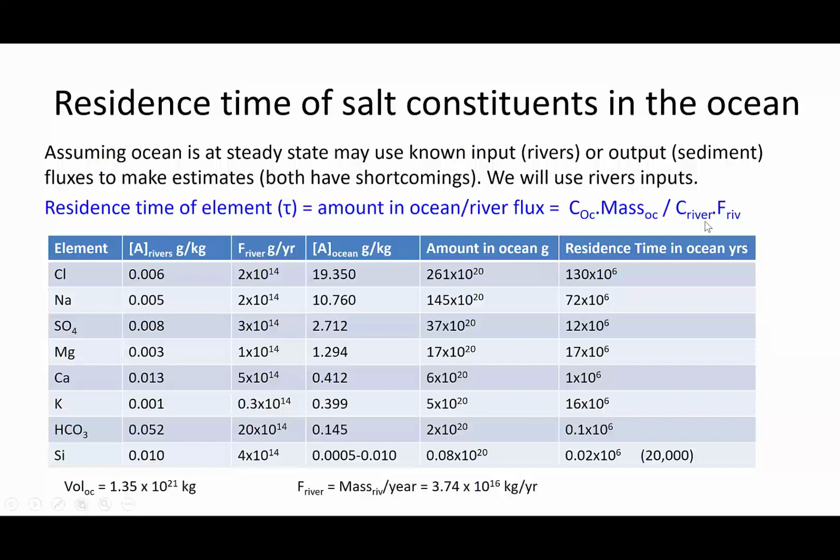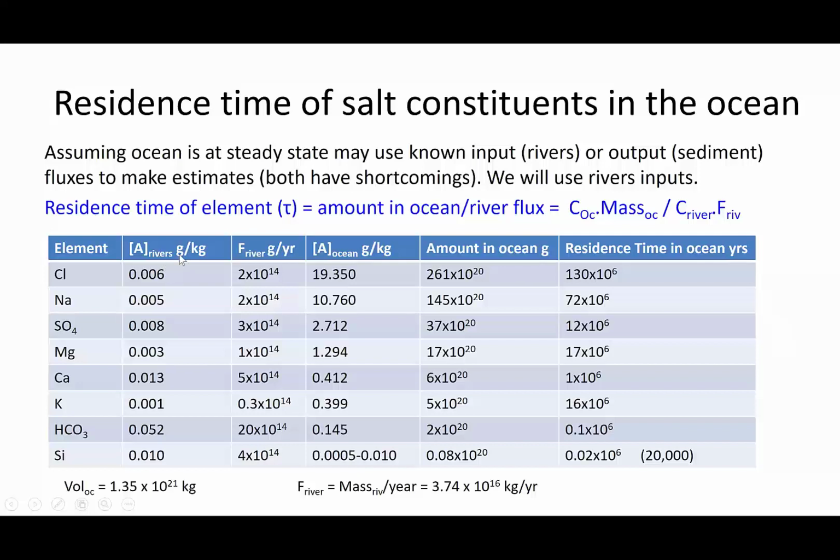So to calculate that, we need the concentration, the average concentration in rivers entering the ocean. We have to multiply that by the mass flux of water into the ocean each year. So those numbers are actually down here. This should actually say the mass of the ocean rather than the volume, which is 1.35 times 10 to the 21 kilograms. And the river flux of water each year is the mass of water in the rivers that enters the ocean every year, and that's around about 3.74 times 10 to the 16 kilograms per year.